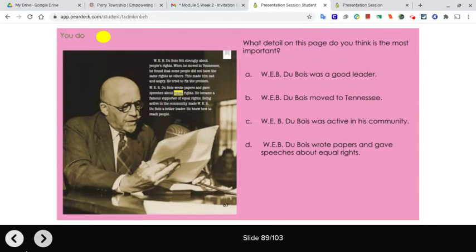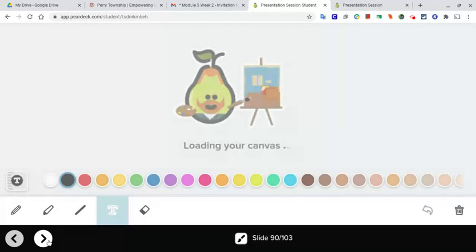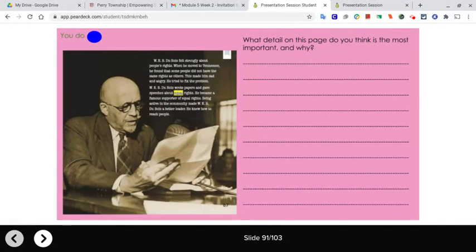Okay, so what I want you to do is, some of you are going to choose an answer, and some of you are going to need to write important details from this page that you think are the most important, and why. So find a detail on this page that you think is really important. Tell me what the detail is, and then write down why you think that detail is important.